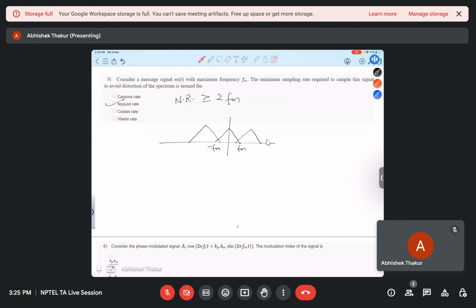Now if we use a low pass filter, there is an aliasing here. As you can see, this portion, I will use some other color, like green color I can use. This portion is the aliasing portion. But if we use the message signal like this, fm, minus fm, and this is, let's suppose, fs. So fs is greater than or equal to 2 fm. Sampling frequency greater than or equal to 2 fm, then there is no aliasing. So the correct option is option B, that is the Nyquist rate.